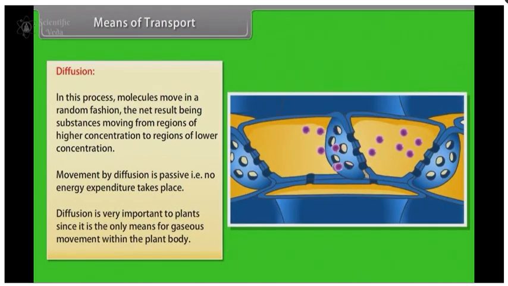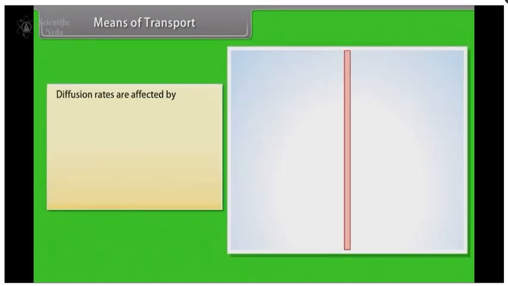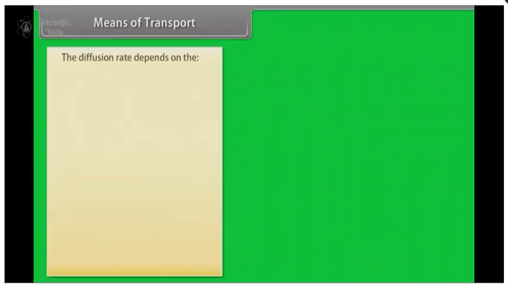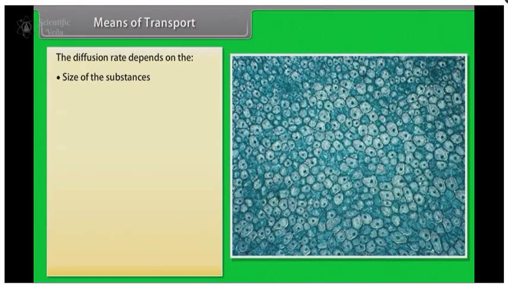Diffusion is very important to plants since it is the only means for gaseous movement within the plant body. Diffusion rates are affected by the gradient of concentration, the permeability of the membrane separating them, temperature, and pressure. The diffusion rate depends on the size of the substances. Obviously, smaller substances diffuse faster.